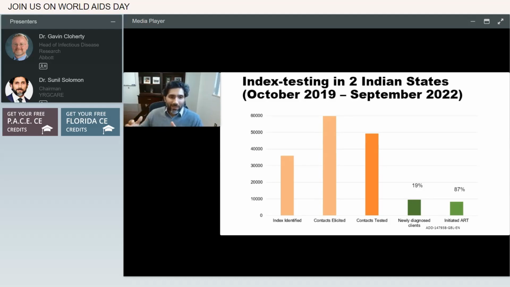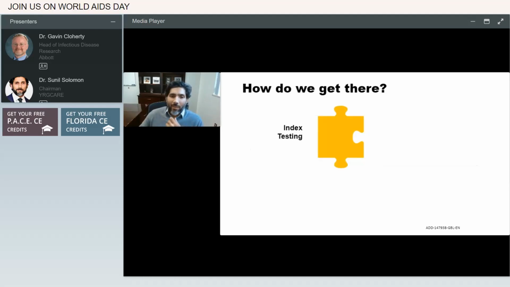You can see that over a 3-year period, we screened about 20,000 people using this index testing approach, and about 20% of these individuals were found to be living with HIV. And almost 90% of them were linked to antiretroviral therapy. Again, this is a very efficient strategy because you essentially are focusing on people who are positive and getting their networks in. Well, we know that most people don't go to healthcare facilities.